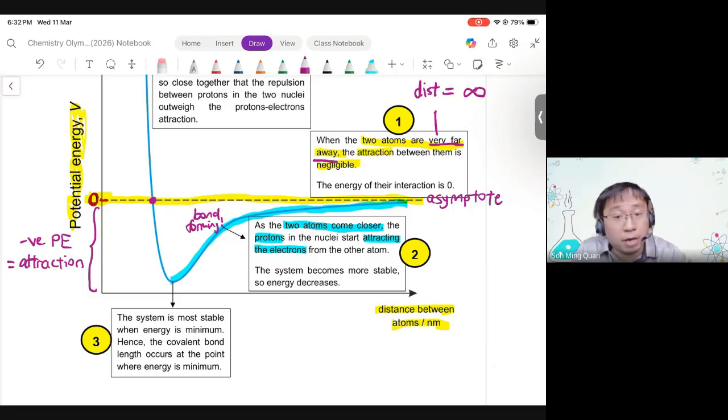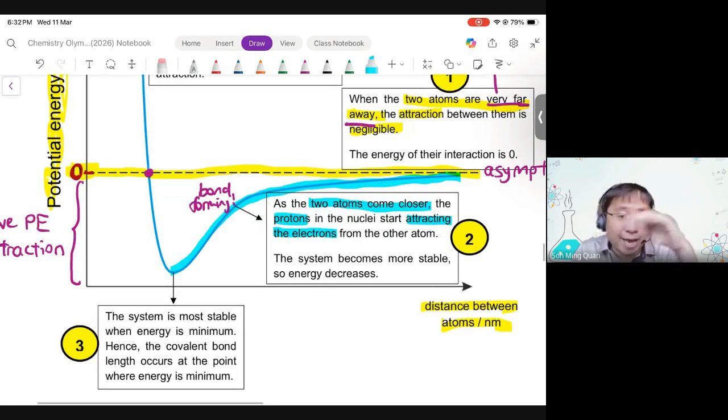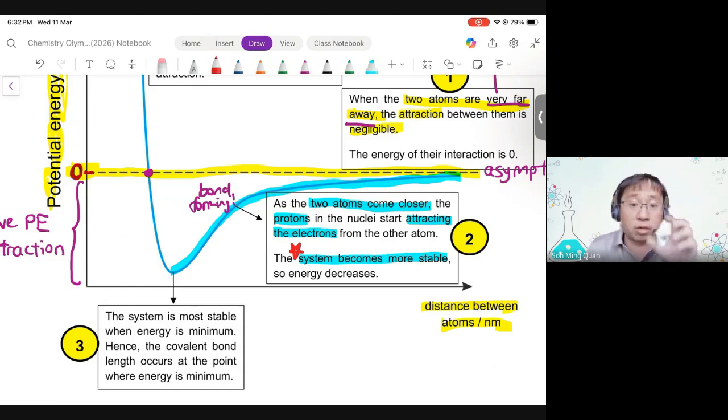Now something else you need to learn. When energy goes down, it means that the system becomes more stable. This is an important central concept throughout physics and chemistry. The total energy of the universe is conserved. But in this case, if I just look at the two atoms, if the energy of the two atoms goes down, it makes the two atom system more stable. So the lower the energy, the more stable the system is. As they are attracting each other, it becomes more stable.